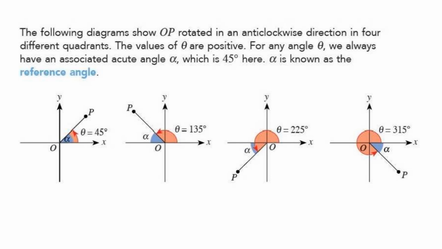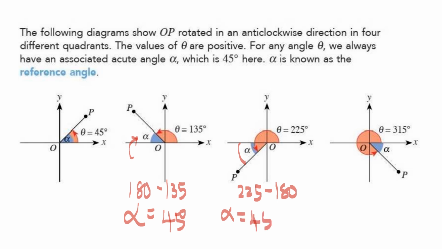So if the point theta goes to the second quadrant, theta is equal to 135 degrees, then the reference angle will be 180 minus 135, which gives you 45 degrees. So the reference angle in the second quadrant will be the one shown here. When they travel to the third quadrant, the reference angle will end up here, and that is when you take 225 minus 180 to get 45 degrees. And if you travel all the way to the fourth quadrant, then your reference angle will be 360 minus 315, which gives you 45 degrees.